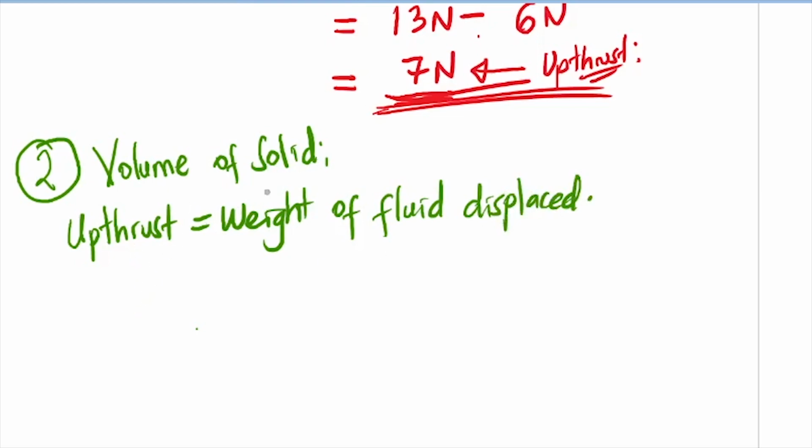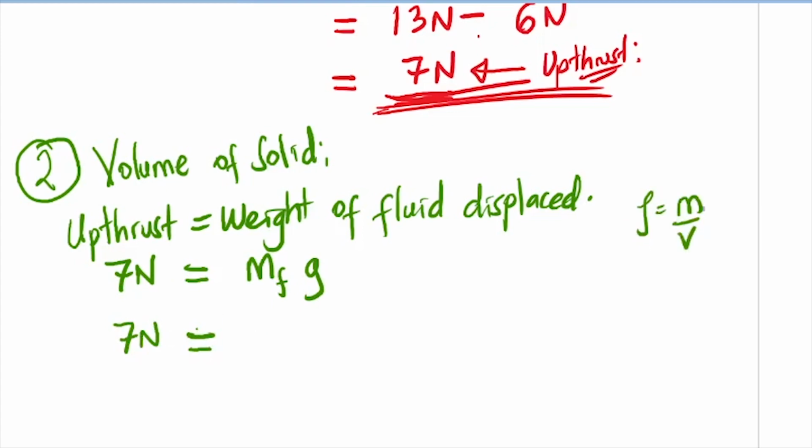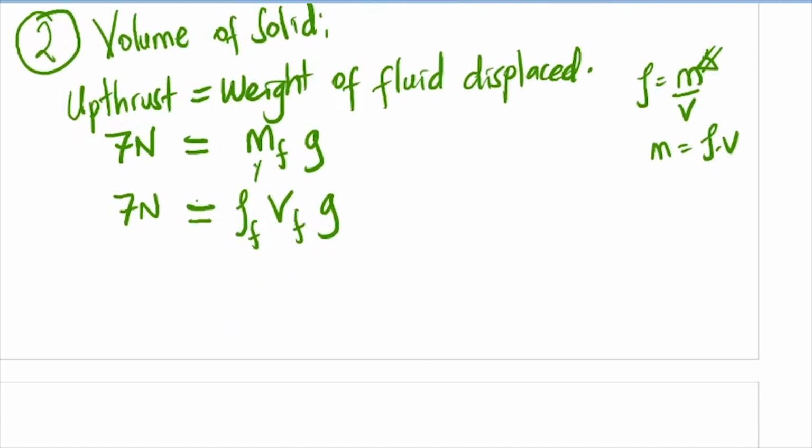We already found the upthrust before as 7 newtons. So 7 newtons, which happens to be the upthrust, is going to be equal to the weight of the fluid displaced, which is the mass of the fluid multiplied by gravity. Remember, density is equal to mass over volume. So when we make mass the subject of the formula, mass is given by density times volume. So this becomes density of the fluid multiplied by volume of the fluid times gravity. Now remember that the volume of the fluid that has been displaced is the same as the volume of the solid that is displacing. So in other words, we shall simply say 7 newtons is given by the density of the fluid, and of course this is gravity.